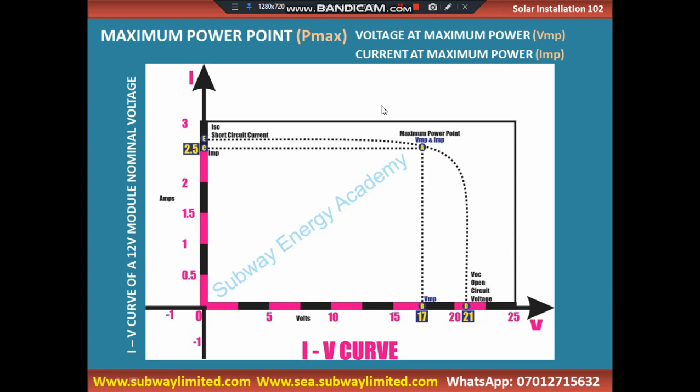So please, when you see the maximum power, that is the wattage rating of any solar panel that is on the nameplate, get to understand how they come about that maximum power, and get to understand how those figures on the nameplate came about. That is what maximum power point, voltage at maximum power, and current at maximum power mean.